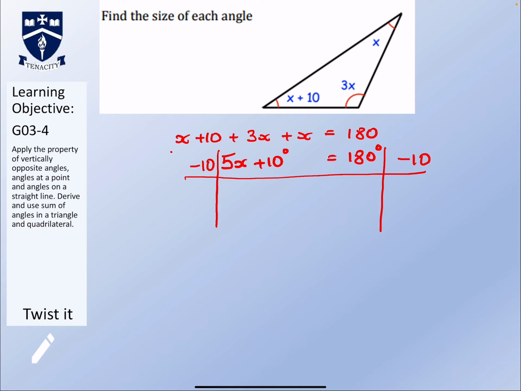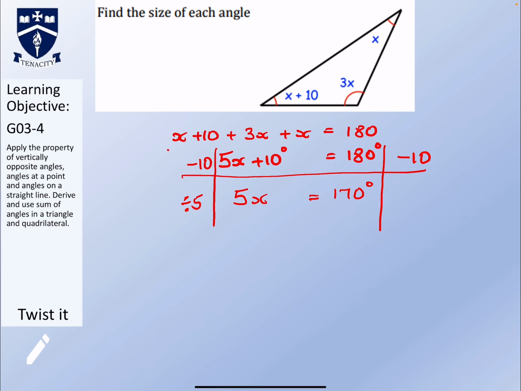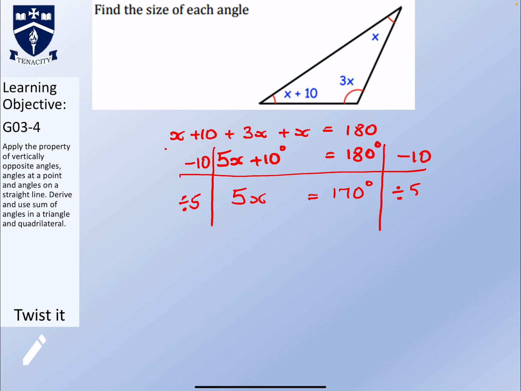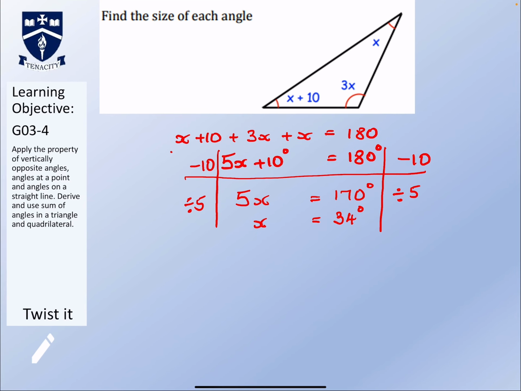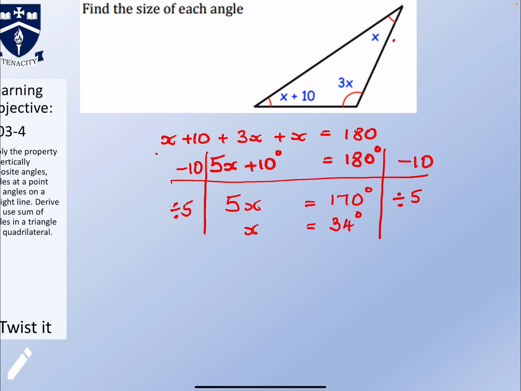So I know I'm left with 5x is equal to 170 degrees. Now I've got it times by 5x. So remember, the inverse of timesing by 5 is dividing by 5. So whatever I do to my one side, I do to my other side. So when I divide by 5, I end up with 34 degrees. So I know angle x must be 34 degrees.